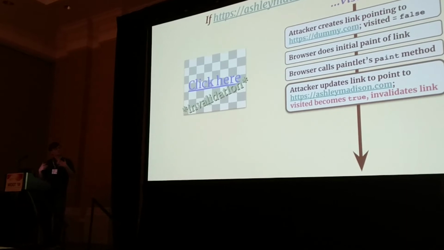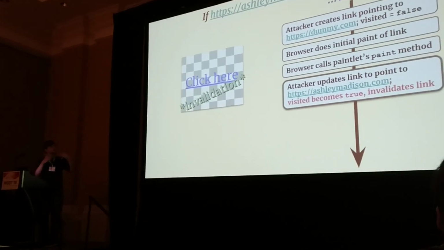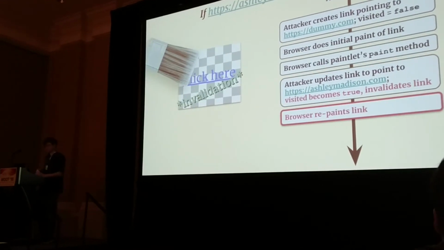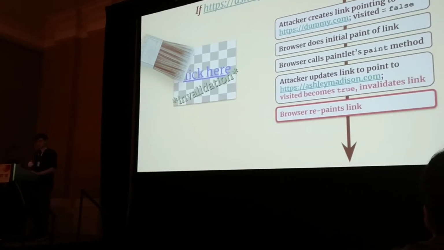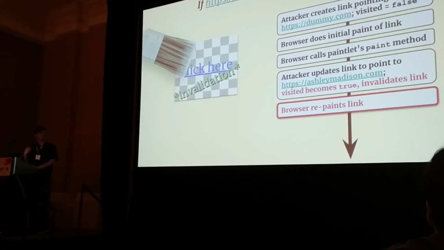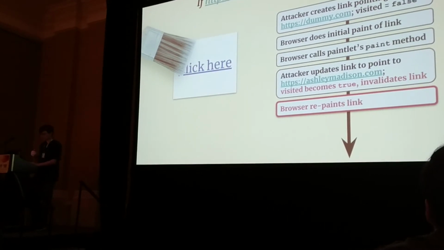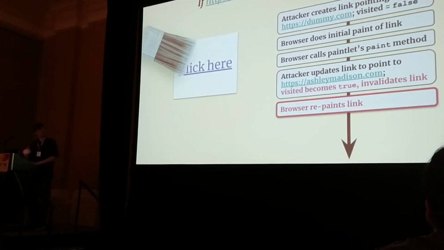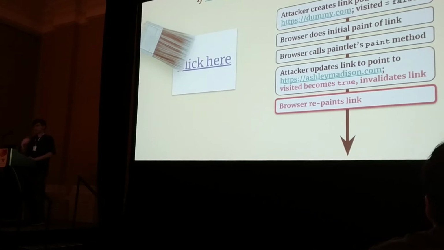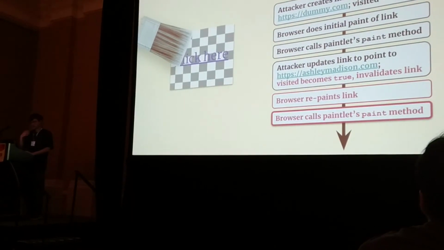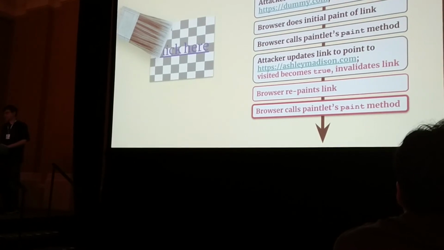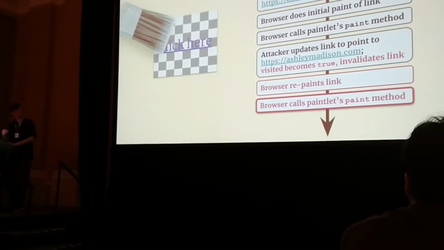So the victim's browser comes along and sets the invalid flag on our link element. And when the browser renders the next frame of the page, it will see that our link element has been marked as invalid, and so it will repaint it to be purple to match its new visited status of true. But also, importantly, because it's doing this extra paint of our link element, it will also have to call into our paintlet script again to generate that link's background image.